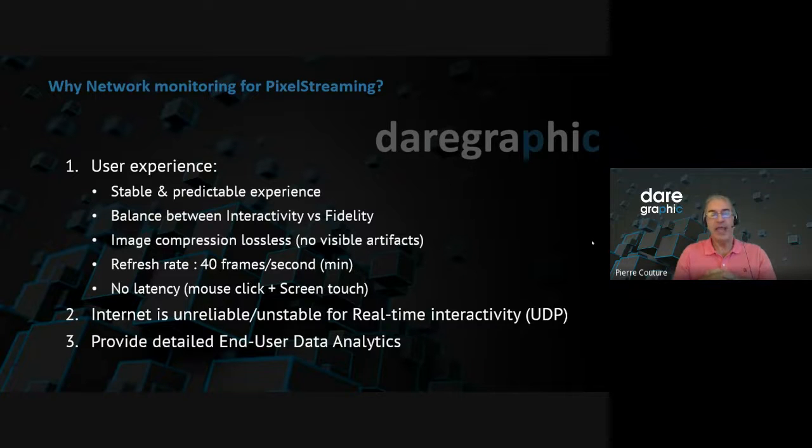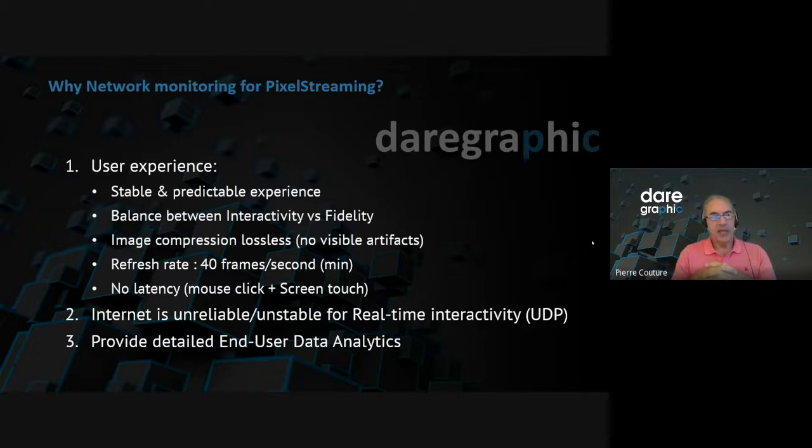The image compression has to be such that it gets to the user on their device, but it has to be completely lossless and not visible. Our take on pixel streaming is that it has to run at a minimum of 40 frames per second. We're pushing for more, but we think 40 frames per second is the minimum refresh rate for a good experience. And latency has to be minimized, so mouse click and touch screen response have to be minimized. All of that is what we consider to be the minimum user experience for any real-time 3D streaming, with pixel streaming being at the core of this.